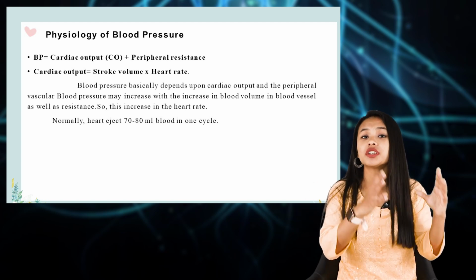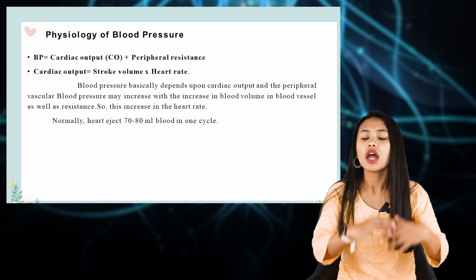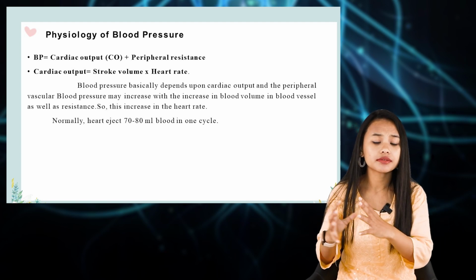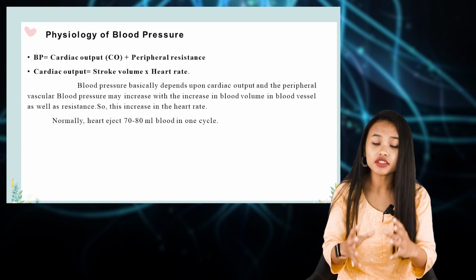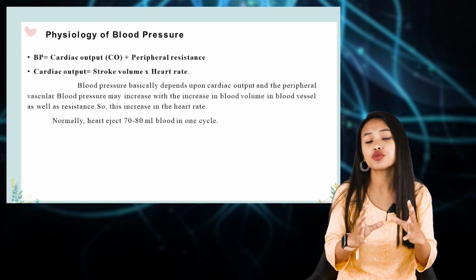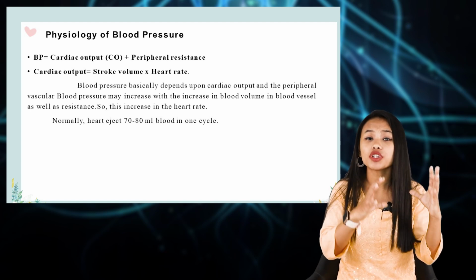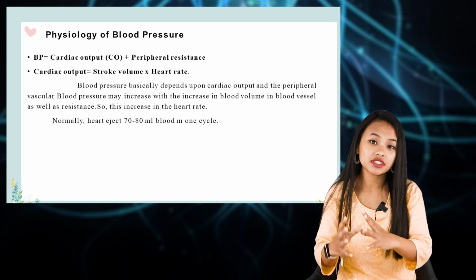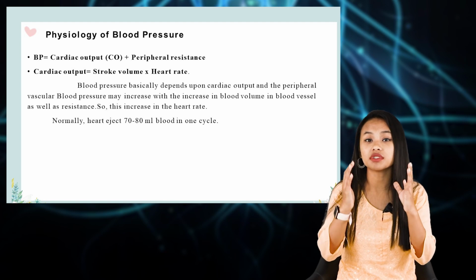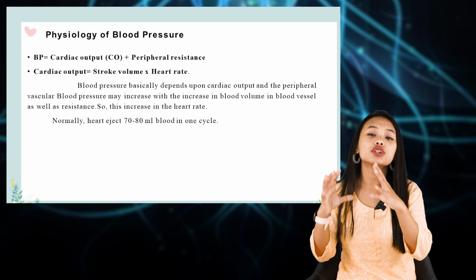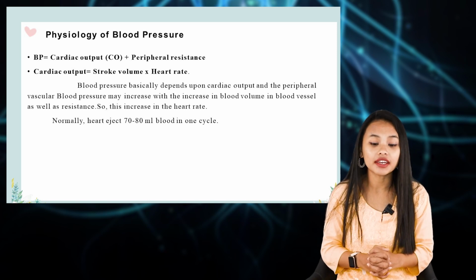Because the blood pressure depends on these two factors. And also here, the blood pressure may increase with an increase of the blood volume in the blood vessel. Okay, so here the blood pressure of an individual will increase if there is an increase in the blood volume which will be present in the blood vessels, and if this occurs, then there will also be an increase in their resistance as well. And this would also ultimately lead to an increase in the heart rate of an individual.